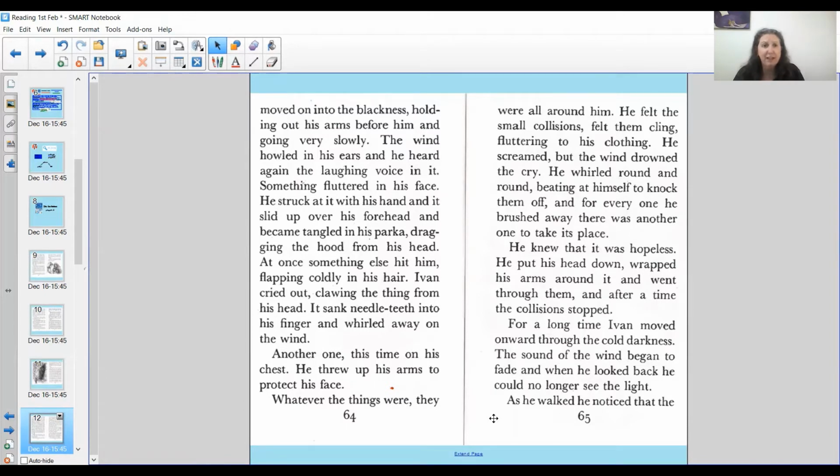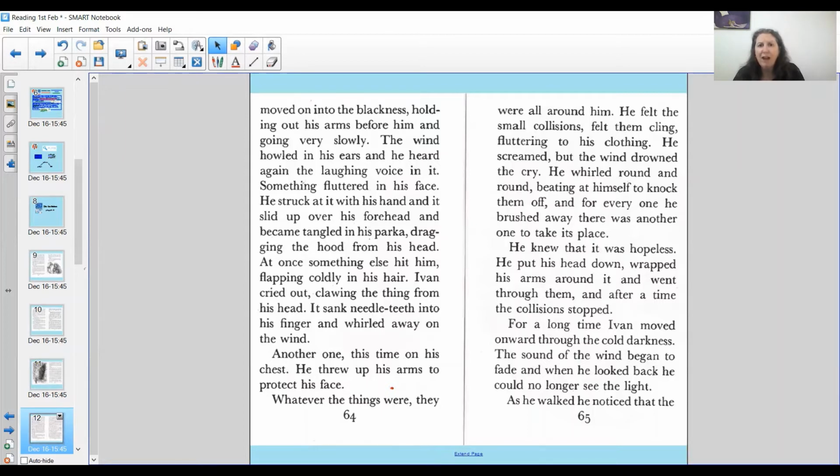Something fluttered in his face. He struck it with his hand, and it slid up over his forehead and became tangled in his parka, dragging the hood from his head. At once, something else hit him, flapping coldly in his hair. Ivan cried out, clawing the thing from his head. It sank needle teeth into his fingers and whirled away on the wind. Another one, this time on his chest. He threw up his arms to protect his face. Whatever the things were, they were all around him. He felt the small collisions, felt them fluttering to his clothing. He screamed, but the wind drowned the cry.